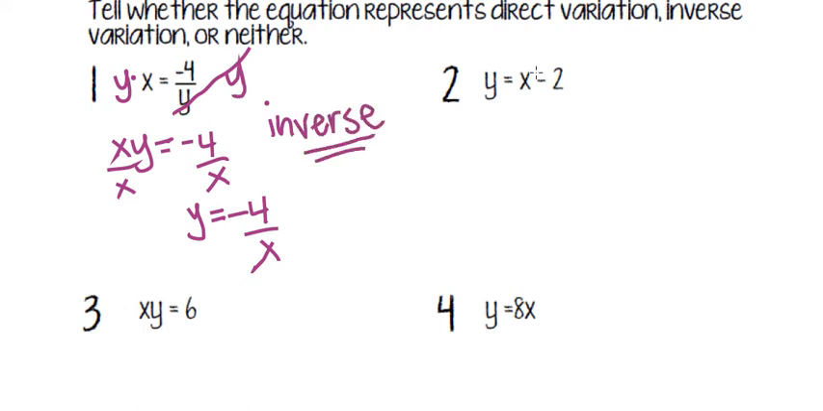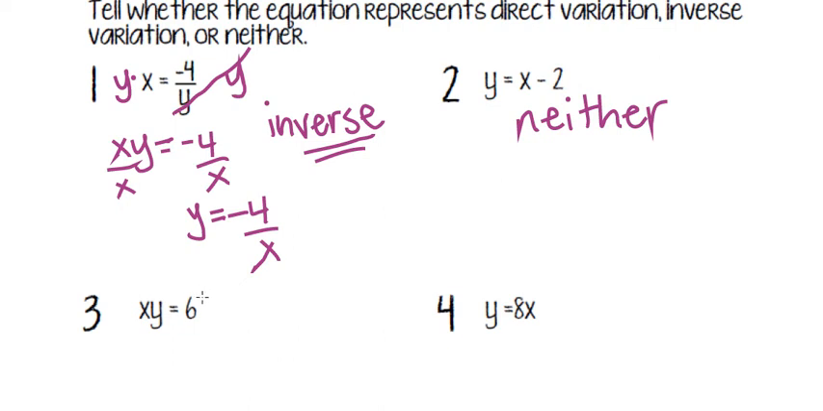So number 2, when we look at this, if you look at your choices, it says inverse, direct, or neither. So this is not in the form y equals ax or the form y equals a over x. We have a constant here. And in direct variation and in inverse variation, we're not going to have constants. So this one here is going to be neither.